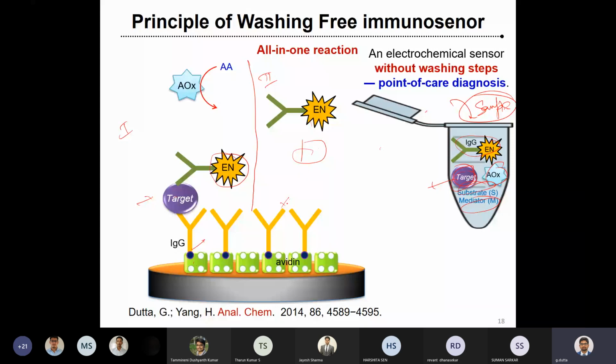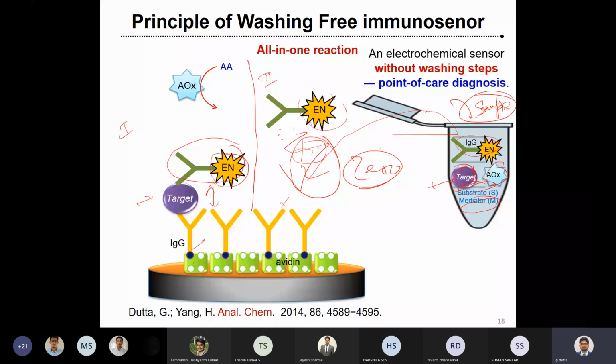As you are dropping this sample onto the sensor surface, this sample contains secondary antibody conjugated with some label. So it will also come to the surface, right? But because of the antigen-antibody binding, the secondary antibody label will be very close to the surface, because it is attached on the surface. In the zero case, the no-target case, because of Brownian motion they will be here and there, far from the surface. So they will not be very close.